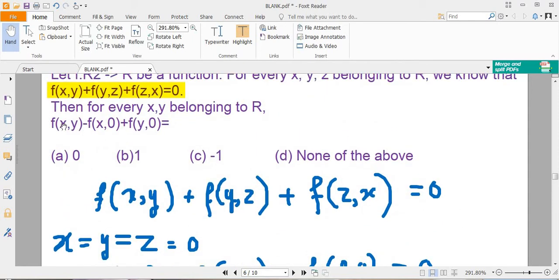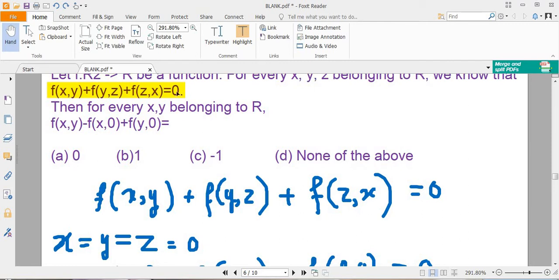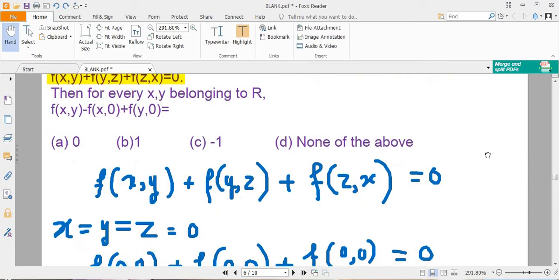Now let's go back to what we had. We had f(x,y) minus f(x,0) plus f(y,0). Now if we compare this expression to that expression, we can say that f(x,y) is the same in both expressions. Then we have f(x,0) and f(y,0). Now how can we convert the expression that we need to find the value of into this expression? We somehow have to change this expression into something else.